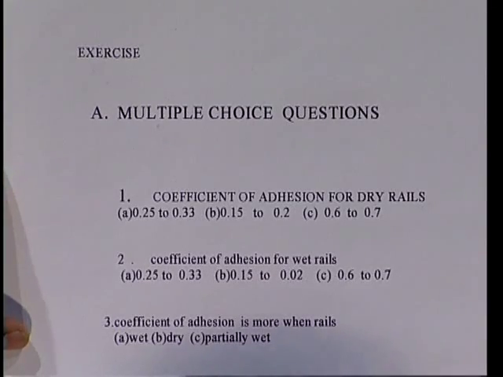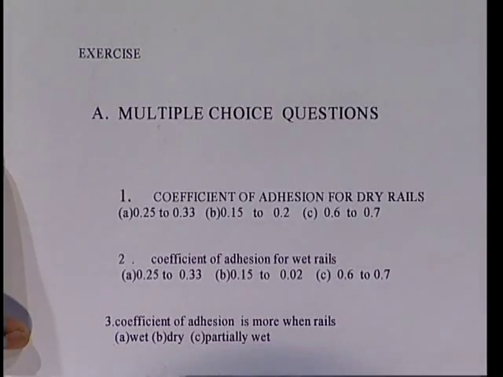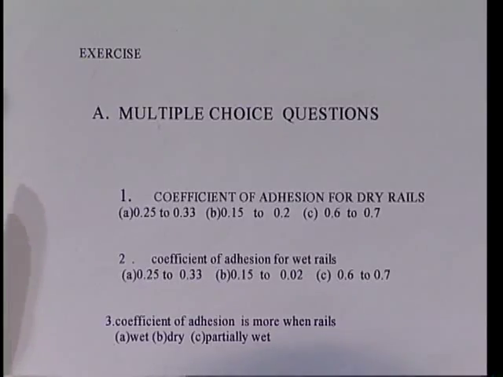Third question, coefficient of adhesion is more when the rails are: A wet, B dry, C partially wet. The coefficient of adhesion is more when the rails are in the dry condition. Let us see next.